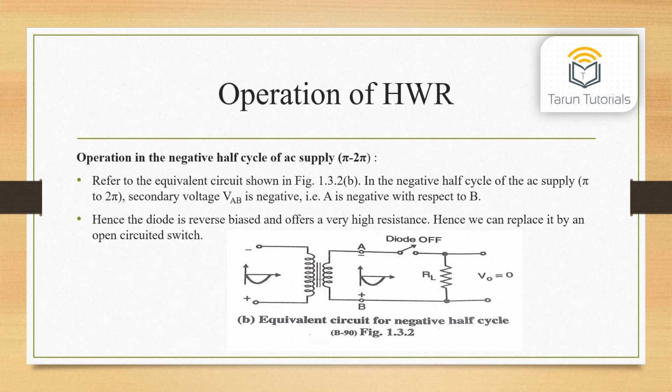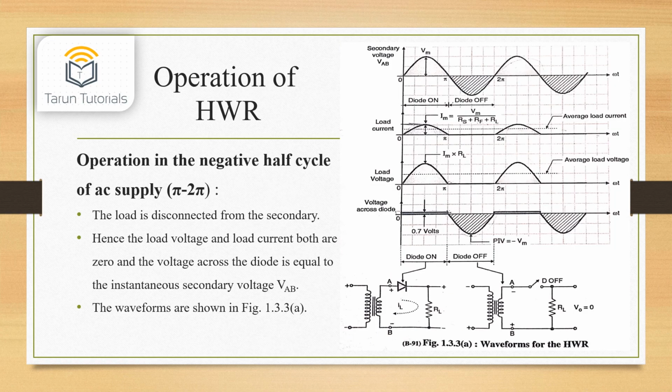Operation in the negative half cycle of AC supply, that is from pi to 2 pi. Refer to the equivalent circuit shown in the figure. In the negative half cycle of AC supply pi to 2 pi, secondary voltage VAB is negative, that is A is negative with respect to B. Hence the diode is reverse biased and offers a very high resistance. Hence we can replace it by an open circuited switch. The load is disconnected from the secondary. Hence the load voltage and load current both are 0 and the voltage across the diode is equal to the instantaneous secondary voltage VAB. The waveforms are shown in the figure.